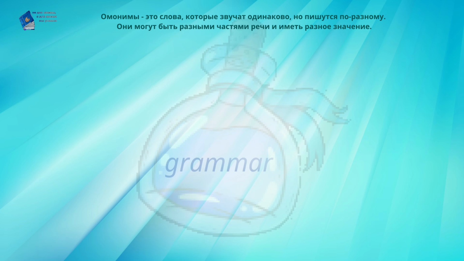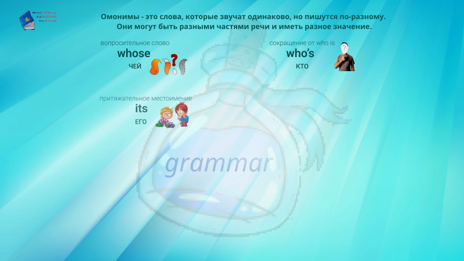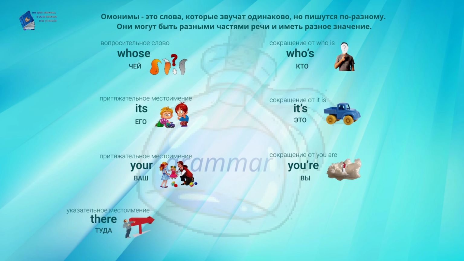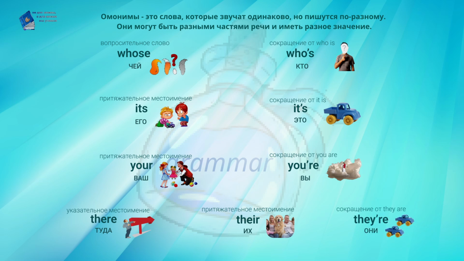Homonyms are words that sound the same but are spelt differently. They may be different parts of speech and may have different meanings. Whose? Its. Your. There.